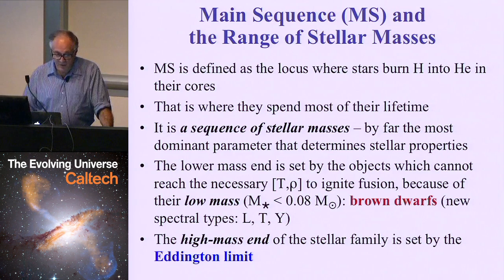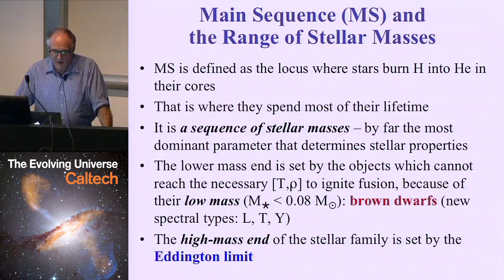So the definition of the main sequence is it's the locus on this HR diagram where stars burn hydrogen into helium in their core in the way that we discussed the last time. And it turns out also that's where they'll spend most of their lifetime. Then we also now know that it's really a sequence of masses. The lowest mass stars are the coolest, least luminous ones. The highest mass stars are the most luminous, hottest ones.